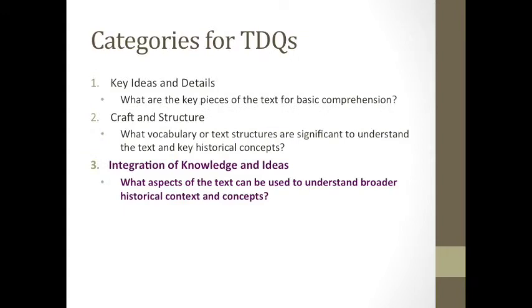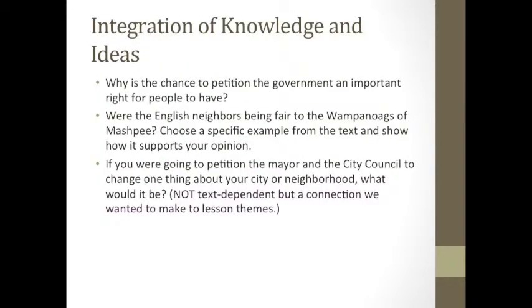The third category is thinking about integration of knowledge and ideas. So these questions are, what aspects of the text can be used to understand broader historical context and concepts? So again, those big picture ideas. Questions from that particular document were questions like, why is the chance to petition the government an important right for people to have? So it's within the text, but you're getting at the bigger ideas.